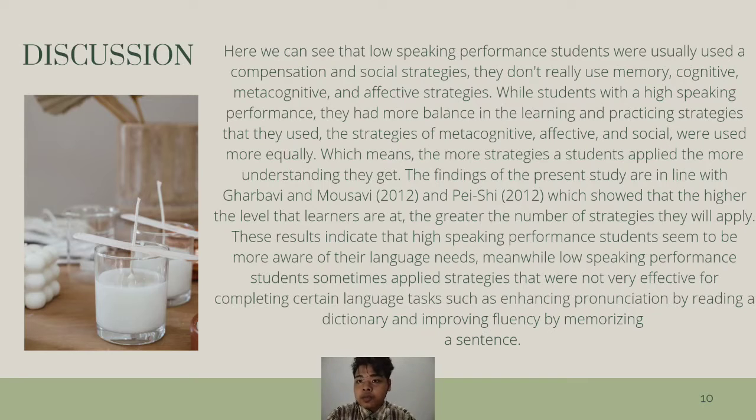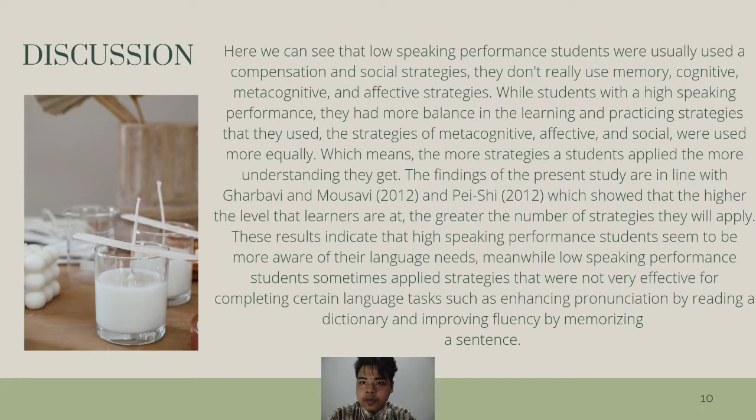Here we can see that low speaking performance students usually use conversation and social strategies. They don't really use memory, cognitive, metacognitive, and affective strategies like the other aspects. While students with high speaking performance had more balance in their learning and practicing strategies that they use.